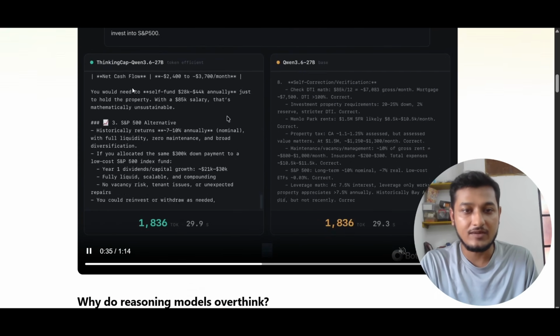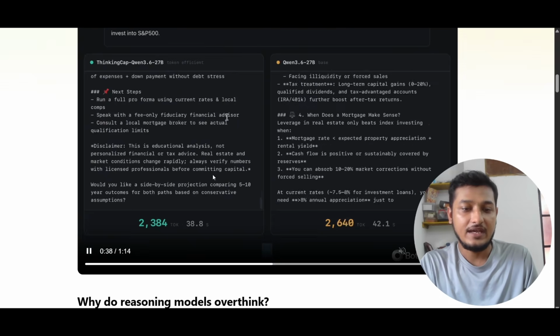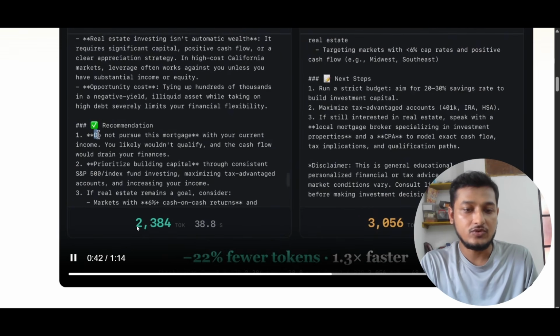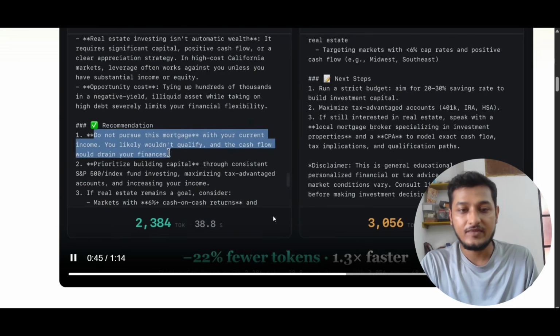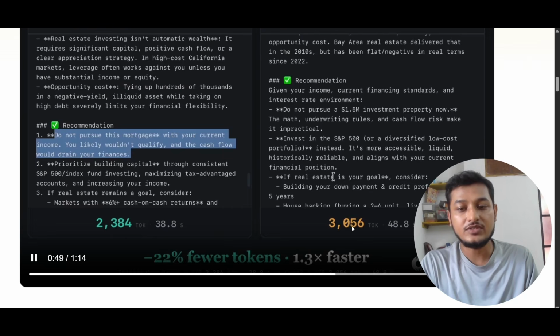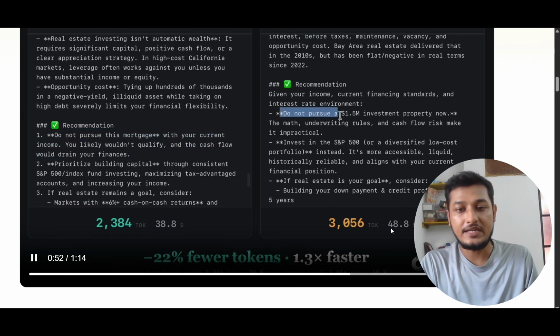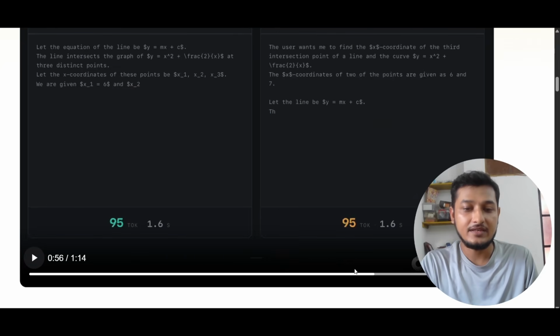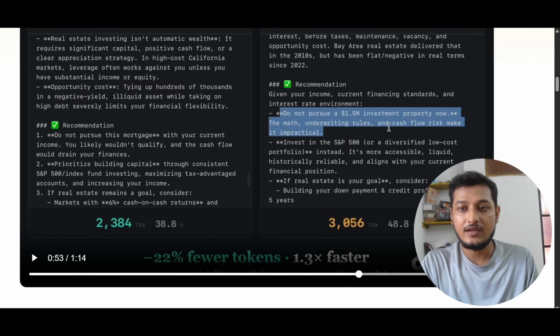On the left hand side is their model, on the right hand side the base model, and here you see we have got the answer with 2384 tokens. And on the right hand side, this is the base model, we have about 3000 tokens, and it also took 10 seconds more. And you also see that all of them have given the same answer. So again I'm showing you that part.